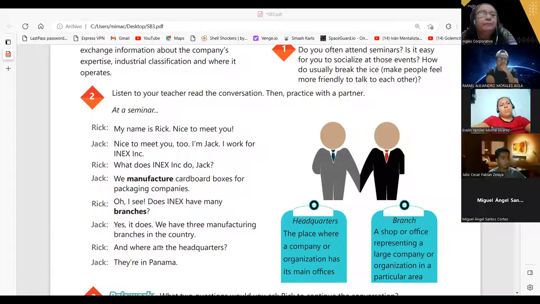Hazel would say, I work for Promedica Bank. What does Promedica Bank do? We, and she mentions the services, yeah? And then, oh, I see, does ProMedica have many branches? Yes, it does. We have many branches in different countries.